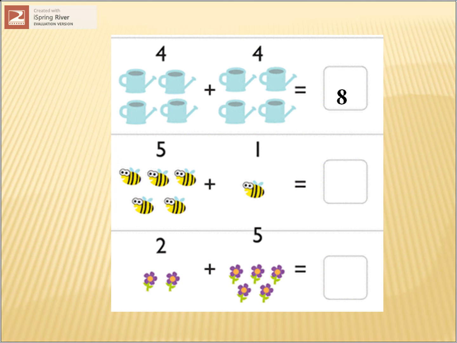Now in the first place there are 5 bees. 1, 2, 3, 4, 5. And when we add one more bee, we get total 6 bees.